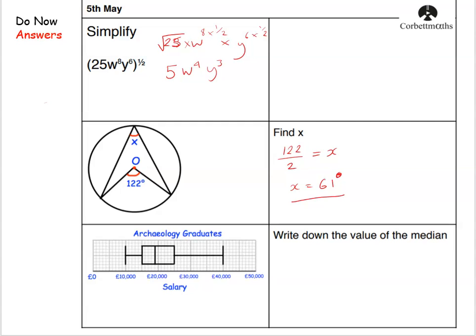So write down the value of the median from this lovely box plot. So we're having a look here. And in terms of the spacing, we can see every square on the scale represents 1,000. Okay, so based on that, I'm looking here. So I want 1,000 less than 20,000. So that's going to be 19,000 pounds. Okay, so that's your answer for that one done. Please press pause while you mark/correct your work.